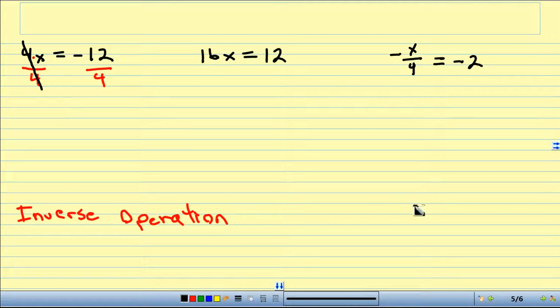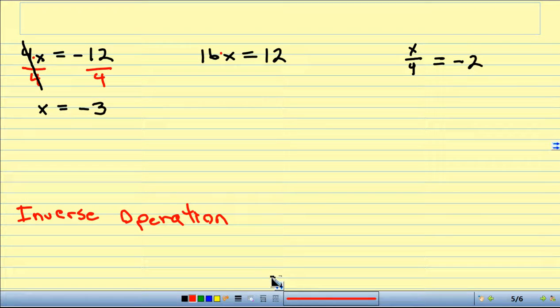And then that means these 4s cancel out. I made a mistake. I put a minus sign on that side. Let's get rid of that. So I've got x equals -12 divided by 4, -3. And again, I look here. What's happening between the x and 16? That's multiplication.